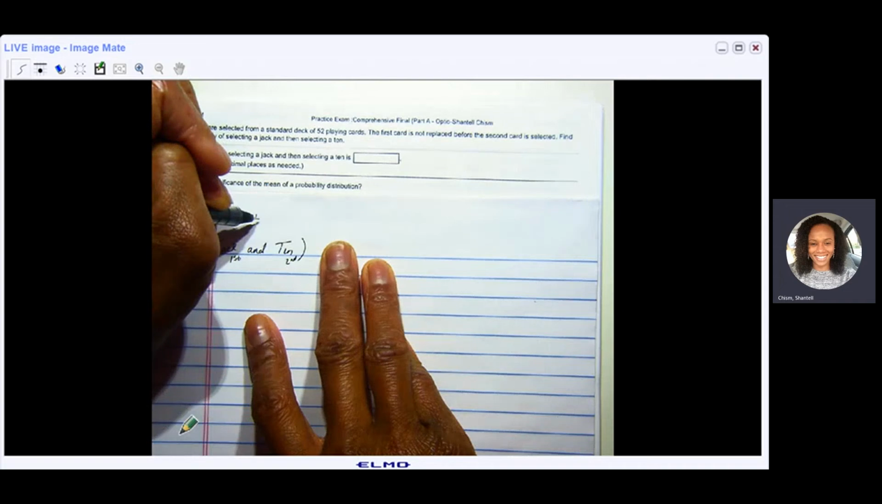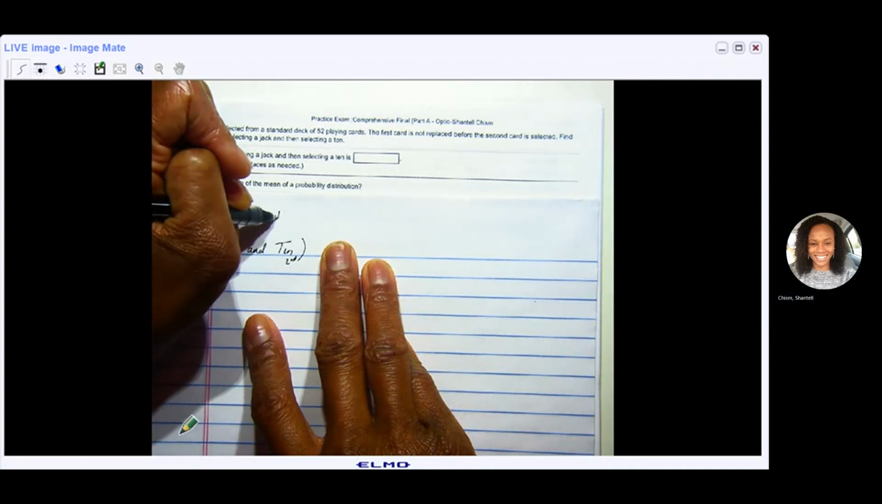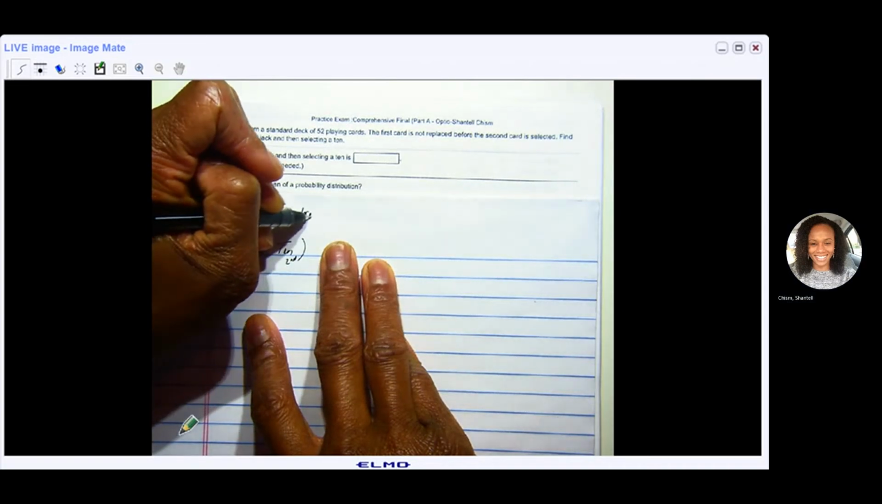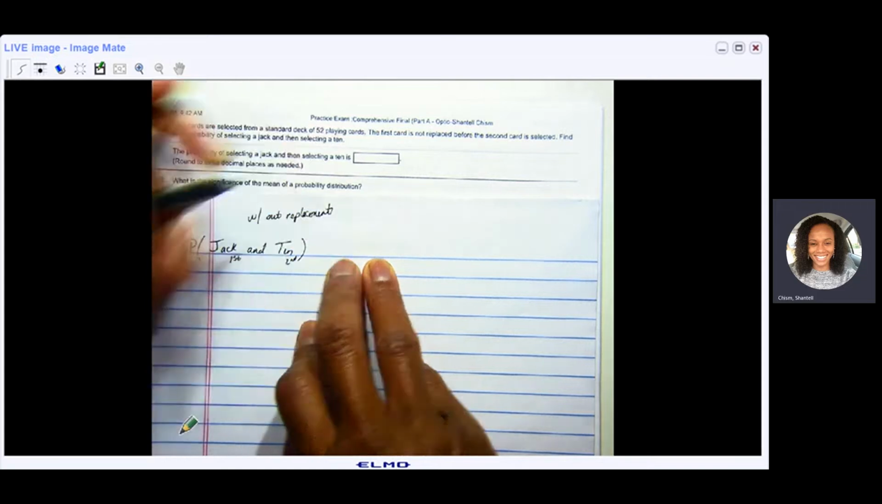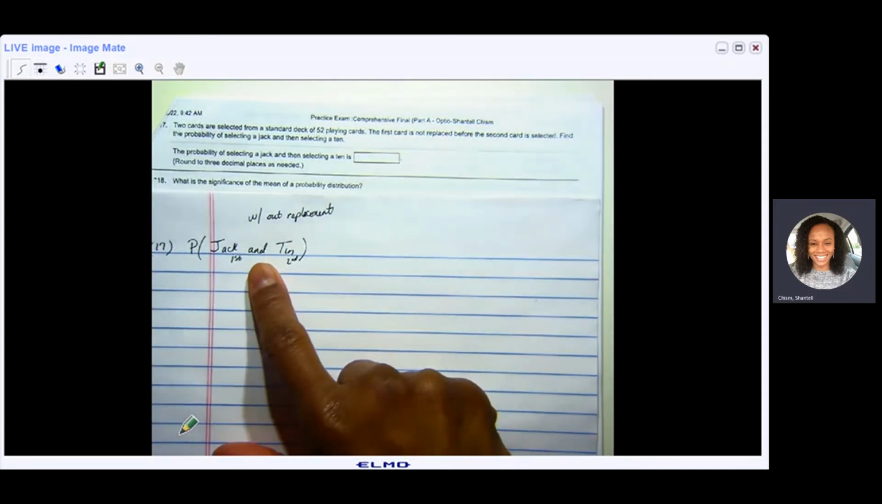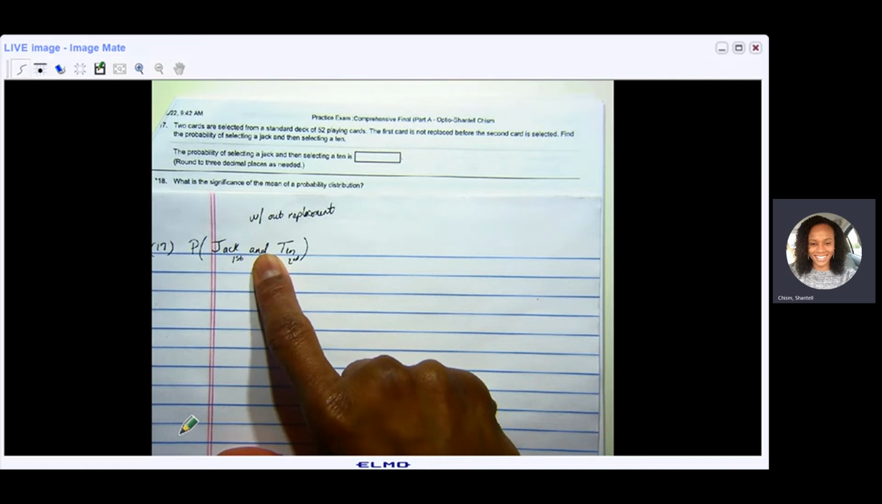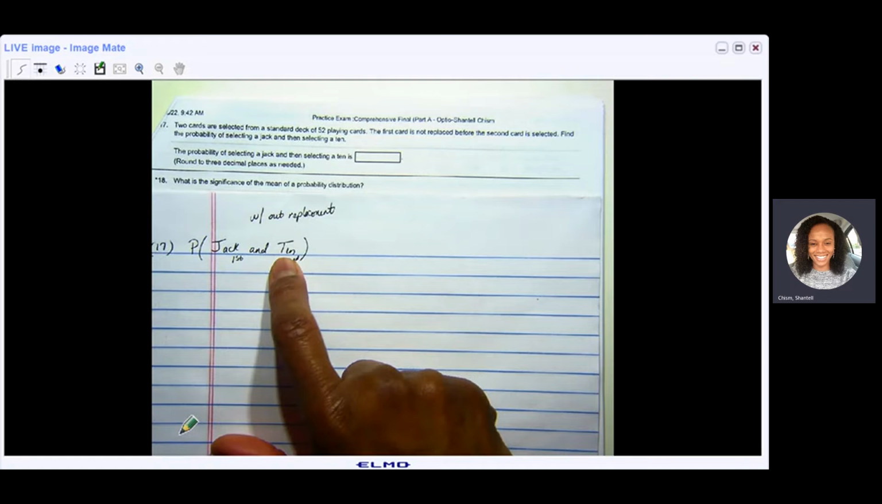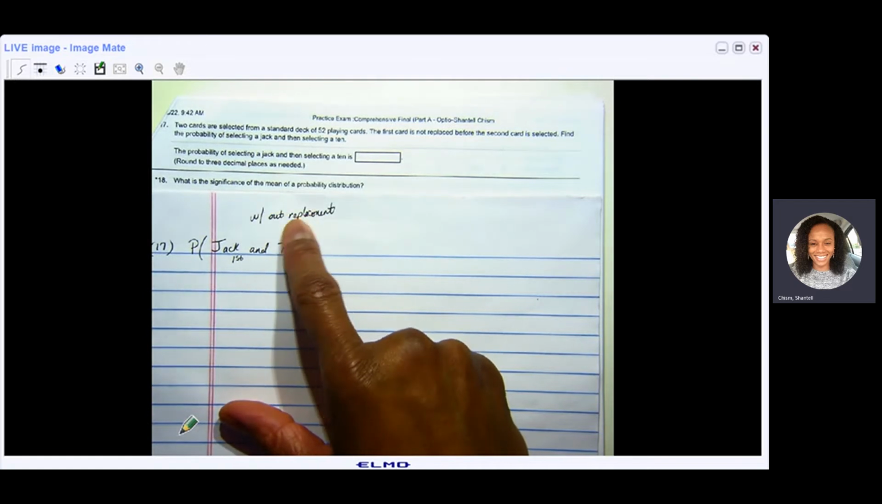And keep in mind, this is without replacement. Because remember, when you're looking for a probability of 2 events together, combined with the word and, that indicates the multiplication rule, which means we have to see whether or not the events are independent or dependent. And that will be affected by this statement right here. We are not replacing that first card before we select the second one. We leave it out, okay?